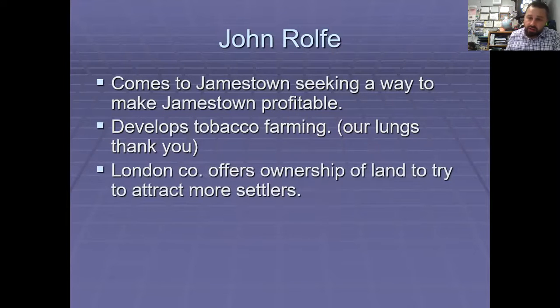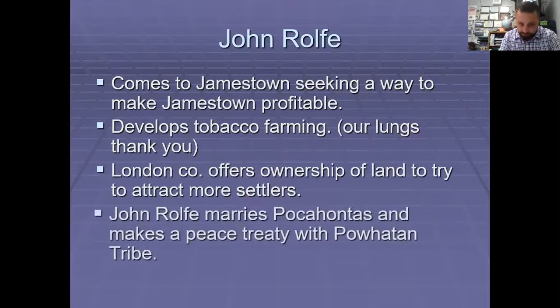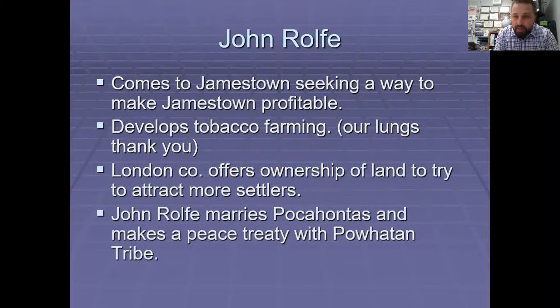The London Company, to try and stimulate more settlement, offers land to attract more settlers. More people come out here to try and get land and farm it. The idea is they'll grow tobacco for the London Company. The company can make money, and these folks get the land. John Rolfe ends up making a peace treaty with Chief Powhatan.